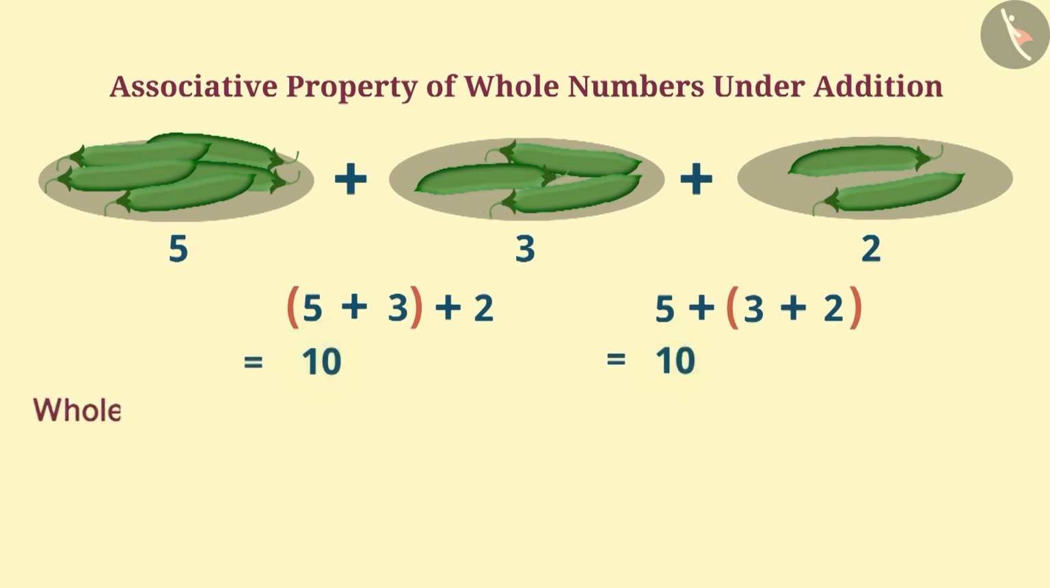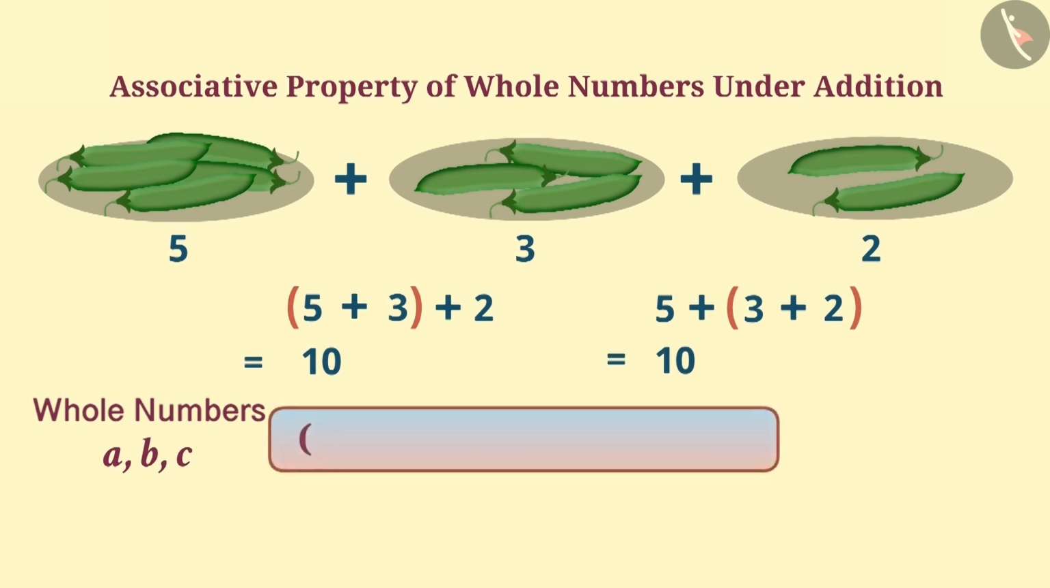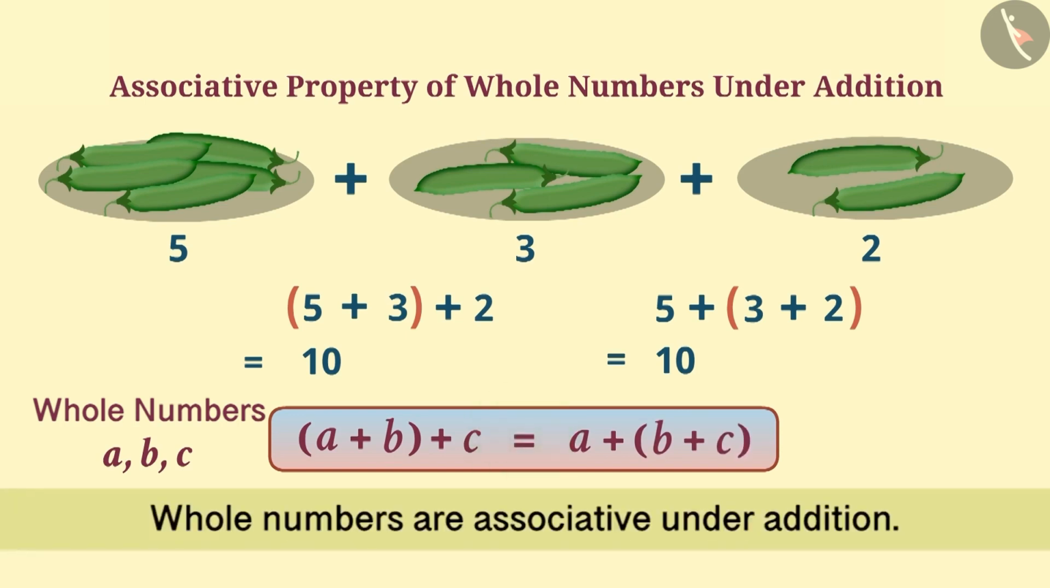In this way, any 3 whole numbers A, B, and C can be added by forming a group of any type. The result of (A + B) + C is equal to A + (B + C). This will always be the same. Therefore, whole numbers are associative under addition.